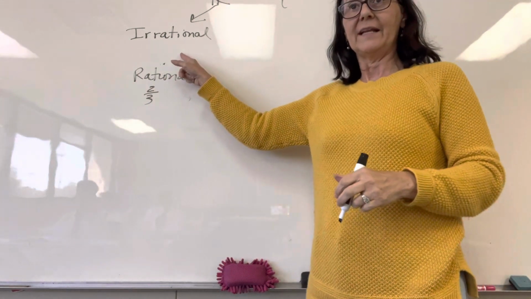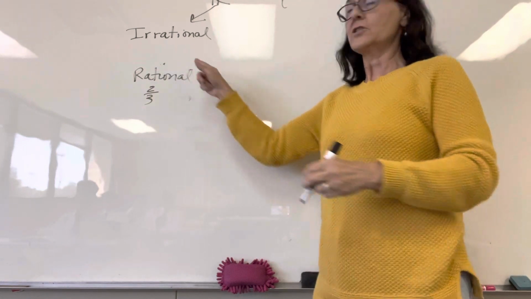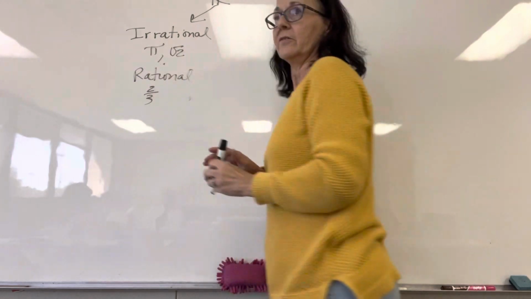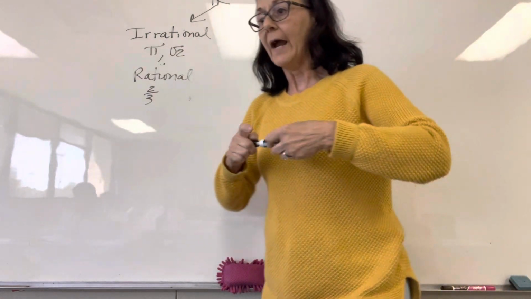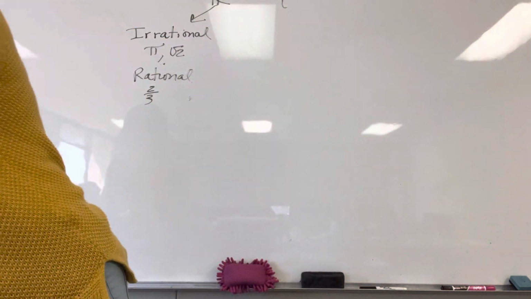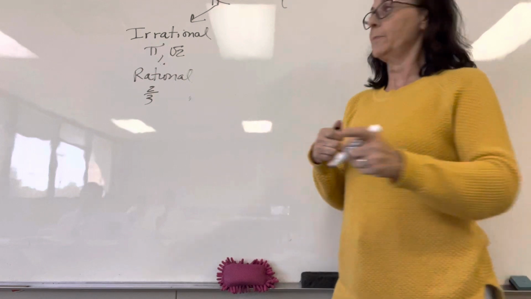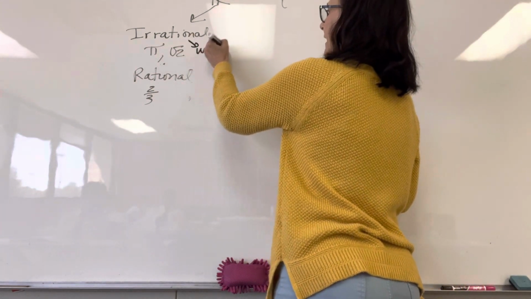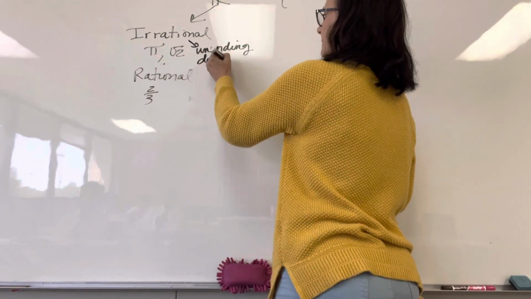Irrational cannot be written as a ratio. So it's like pi, square root of 2. All irrational numbers have unending decimal places.